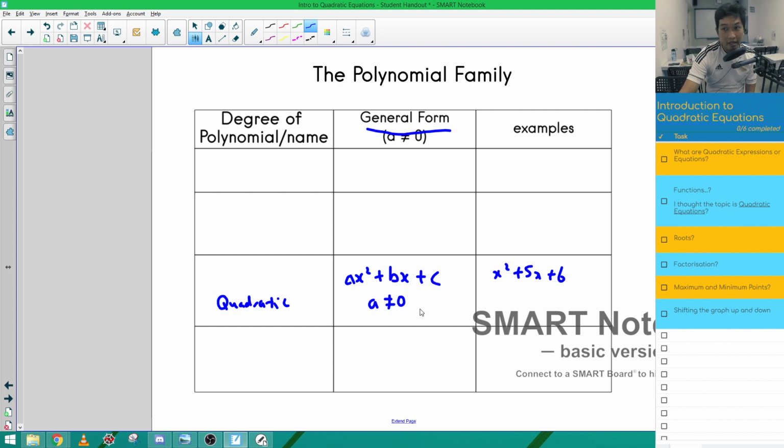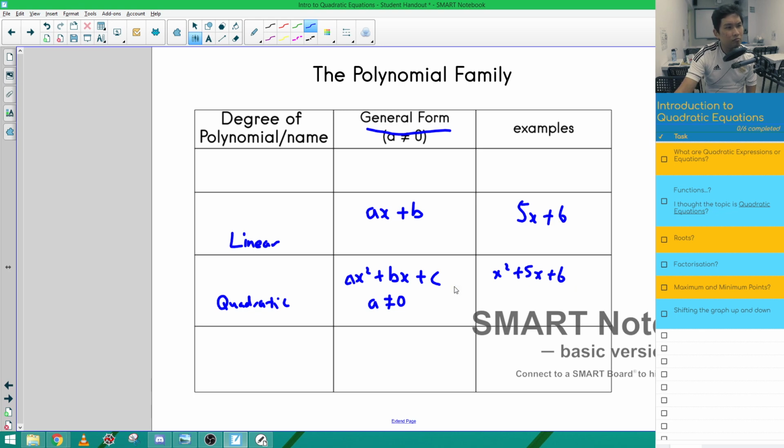And we have seen what happens when a equals 0. We get a linear expression, which becomes ax plus b. Do you remember the x squared plus 5x plus 6 example? If I remove the x squared, then it just becomes 5x plus 6, and that goes into the category of linear expressions.